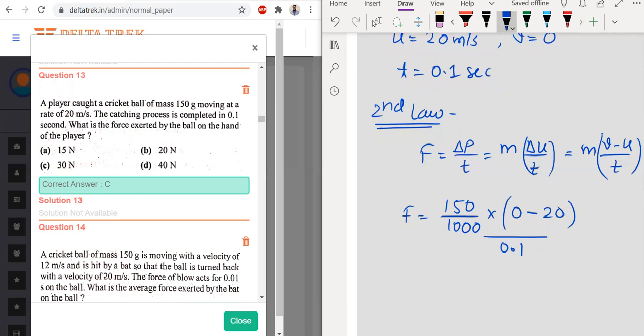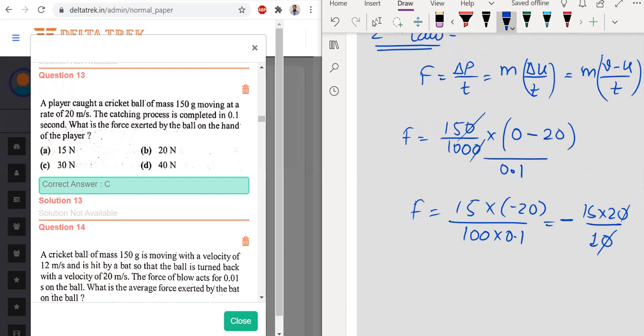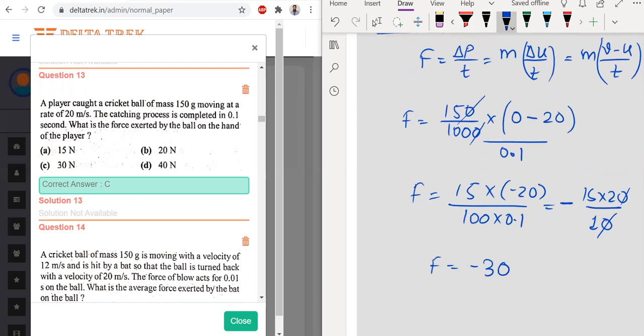10 will cancel out. It will be 15 into minus 20 upon 100 into 0.1. So if I say minus will come outside, it is 15 into 20 divided by, now if we multiply 100 with 0.1, what will remain? It will be 10. So 10 again will cancel out. The answer will be F is equal to minus 30. Minus just says direction only.